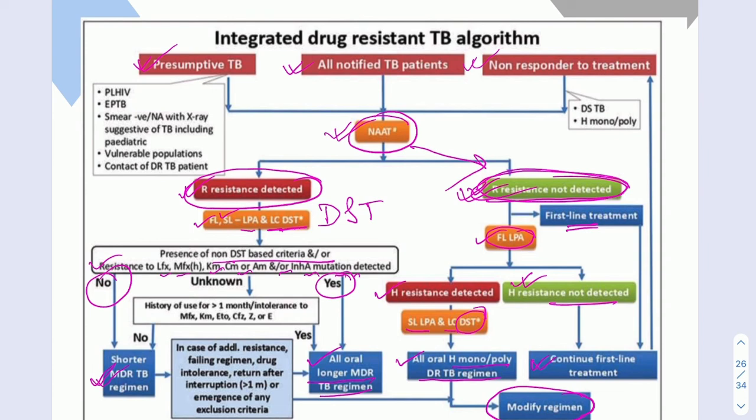And if rifampicin resistance is not detected by NAT, then we're going to prescribe the first line treatment, and then we're going to do a line probe assay to identify isoniazid resistance. If isoniazid resistance is detected, then again we're going to do drug sensitivity testing for second line drugs, and then we need to use the isoniazid mono or poly drug resistant tuberculosis regimen. And if isoniazid resistance is not detected, then we may continue the first line treatment as we have already started. So this is about the integrated drug resistant tuberculosis diagnostic algorithm and treatment algorithm as well. In my other class I have already discussed the management protocol of drug resistant tuberculosis.